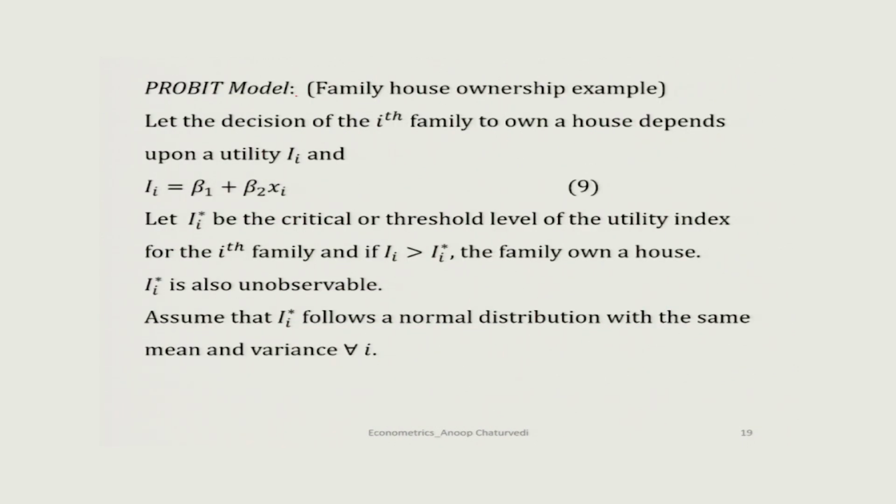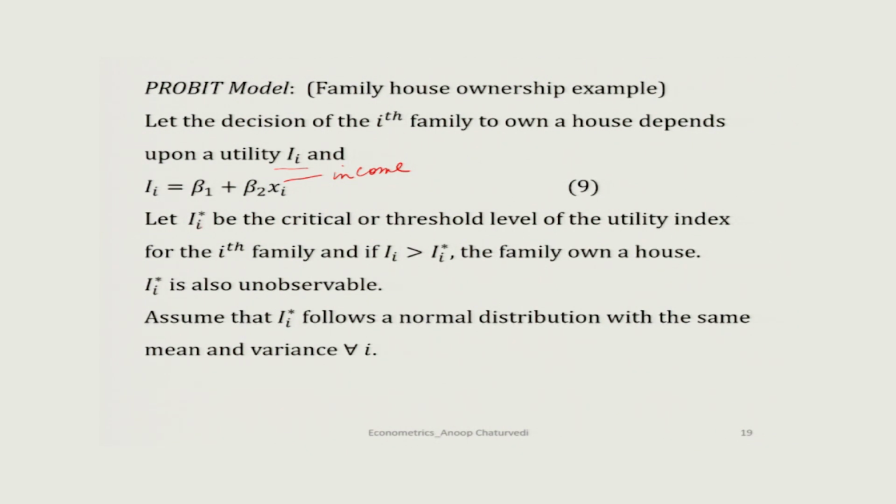Now, we consider the probit model, and we explain the probit model with the family house ownership example. So, suppose for the ith family, the decision whether the family owns a house or not depends upon a utility index I i. And we write I i equal to beta 1 plus beta 2 x i, where x i is the income of the family.